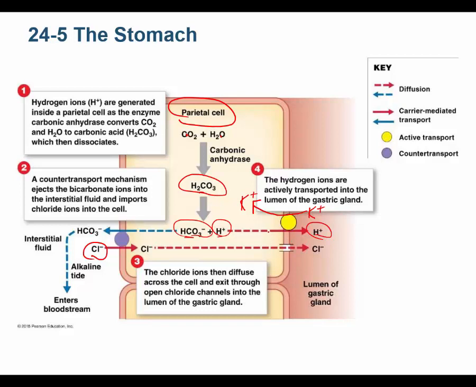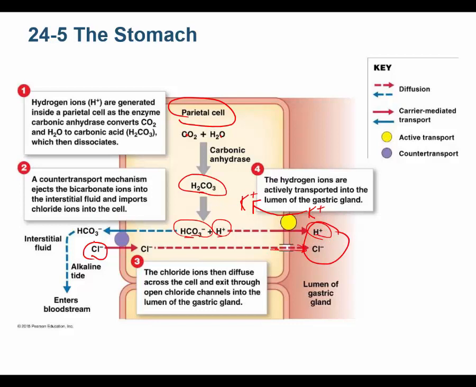Okay, let's look over here. Protons pumped into the stomach. Potassium's pumped into the cell. No net change in the charge of the cell. One positive was pumped out, one positive was pumped in. All right, now what happens here? The chloride is now in high concentration inside the cell. The chloride diffuses into the stomach, and now I have hydrochloric acid. So that's how I make hydrochloric acid, right there.